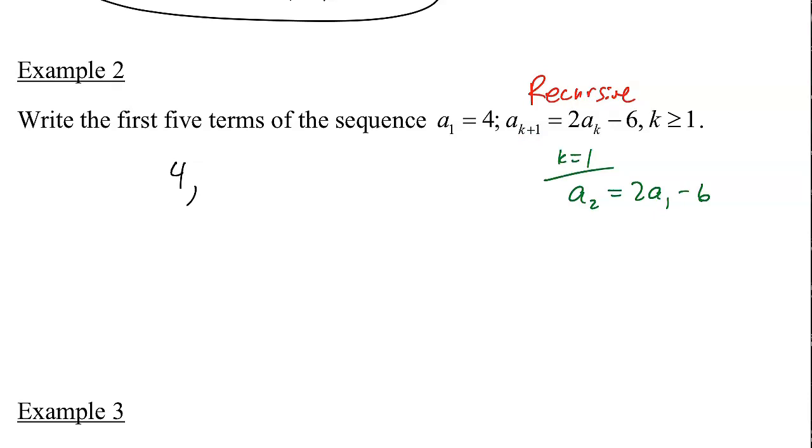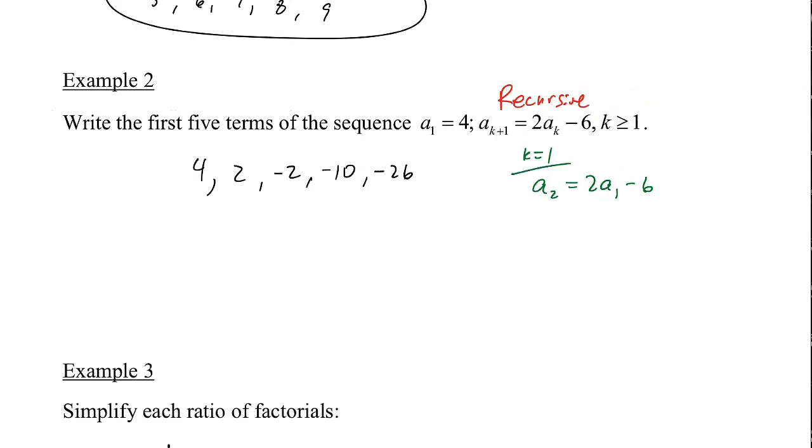So double 4 minus 6 would be 2. Double that minus 6 is negative 2. Double that minus 6 is negative 10. Double that minus 6 is negative 26. And that would be my first 5 terms of that sequence.